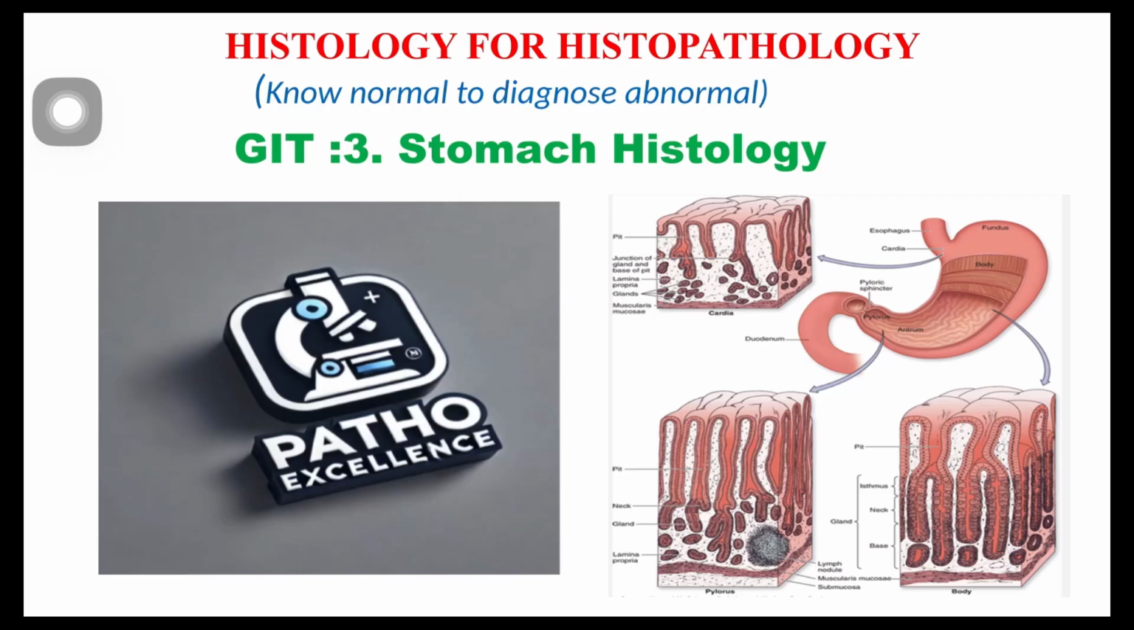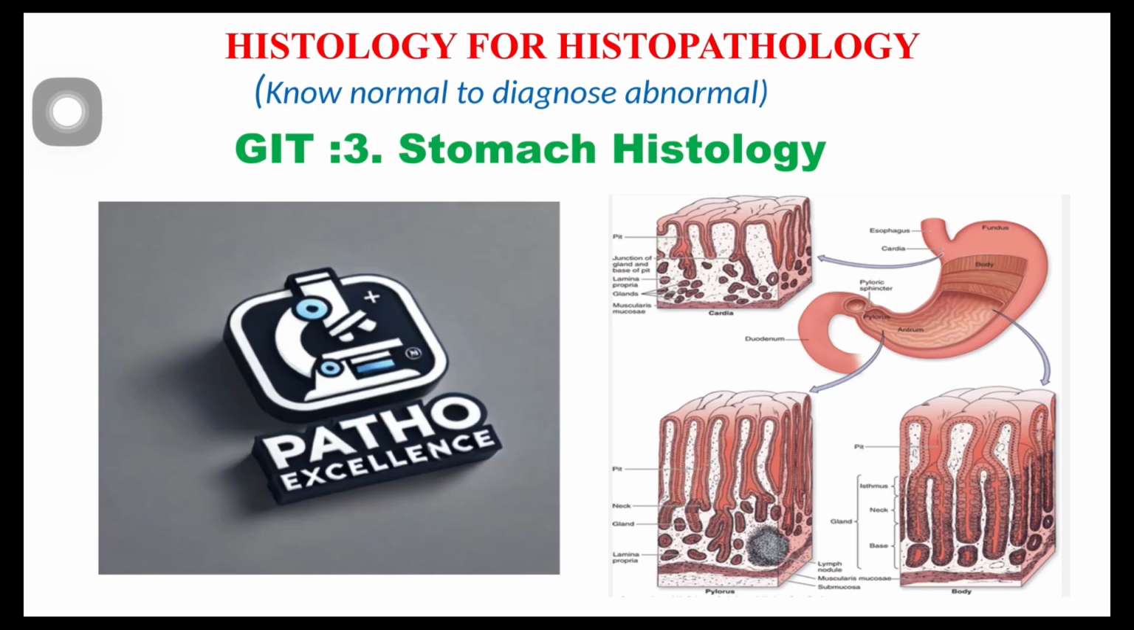Today we begin one of the most important organs in GIT pathology, the stomach. Before we can confidently diagnose gastritis, intestinal metaplasia, dysplasia or carcinoma, we must first master the normal histology. In this lecture, we will explore the microscopic and ultrastructural anatomy of the cardiac, fundic and pyloric mucosa, understand the different gastric glands and cell types, and learn how structure relates to function.